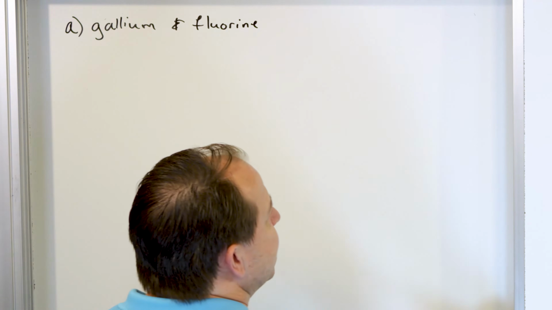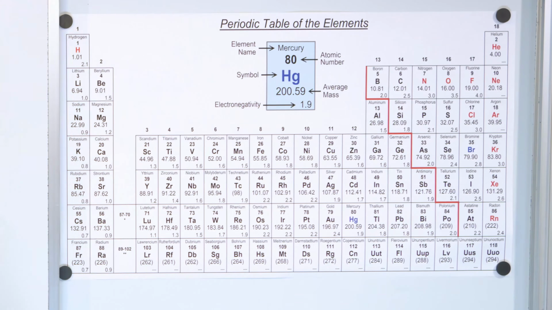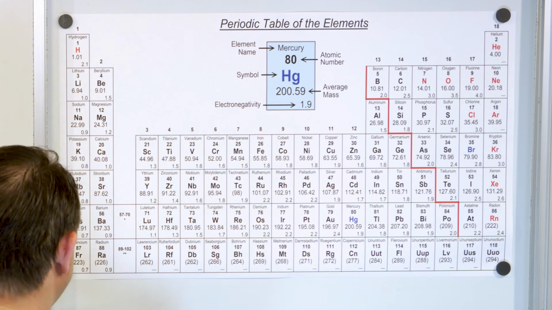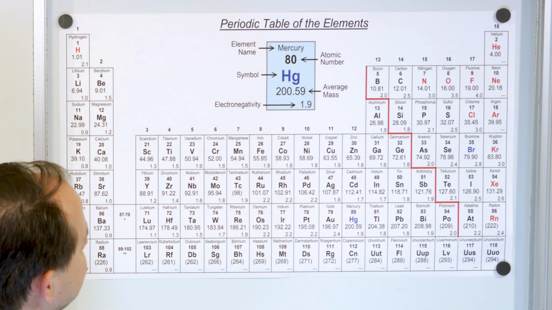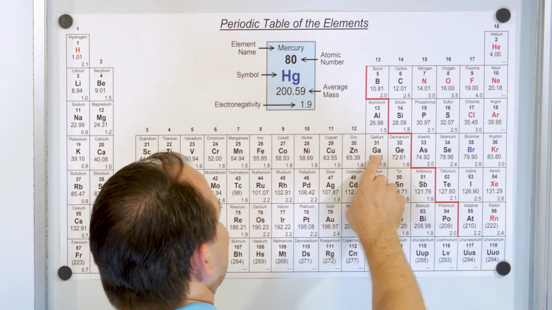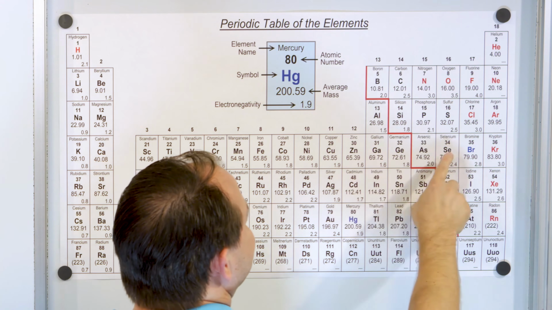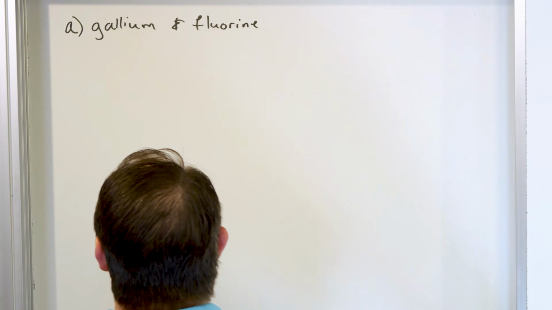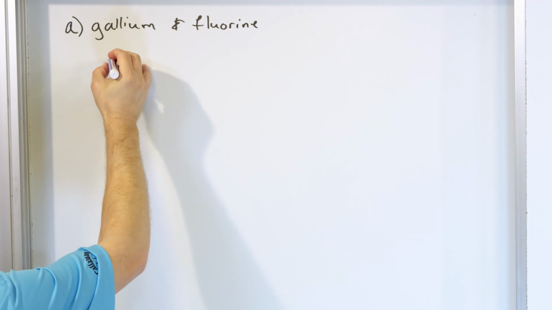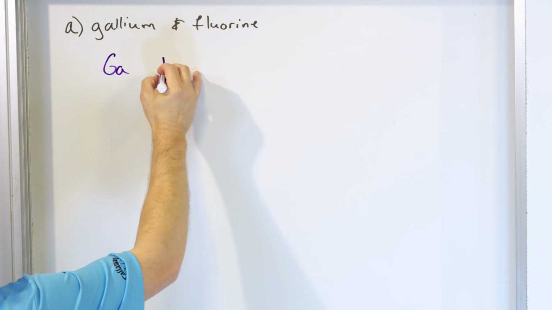Well, what is the chemical symbol for gallium anyway? That's not one that we use too much. So if we go over here and take a look, gallium has symbol Ga. Let's see where that is. Gallium is right here, symbol Ga, and fluorine is symbol F. So what we have here is gallium, which will be capital Ga, and then we have F.